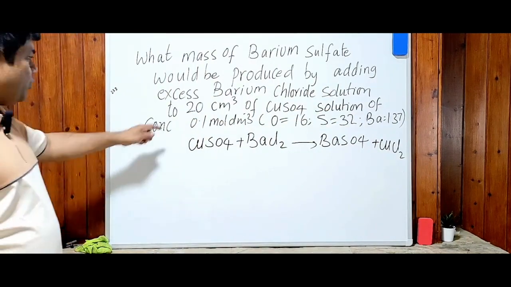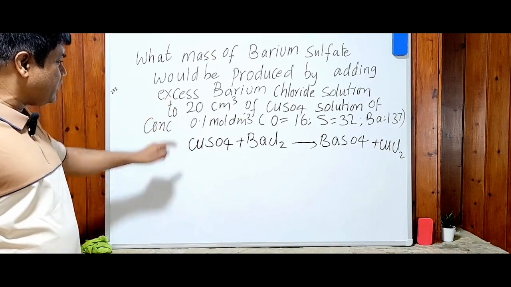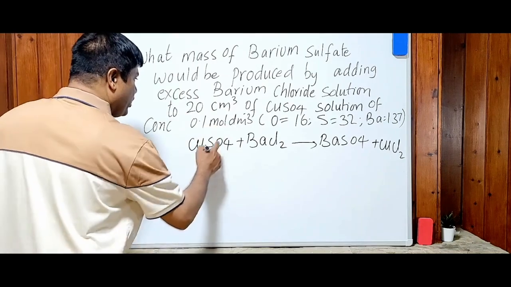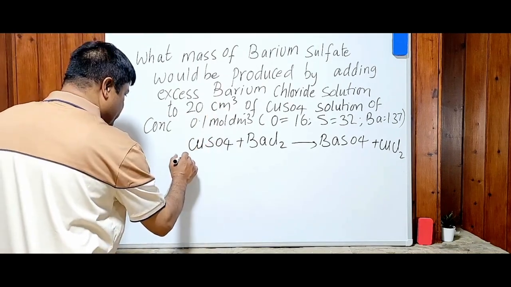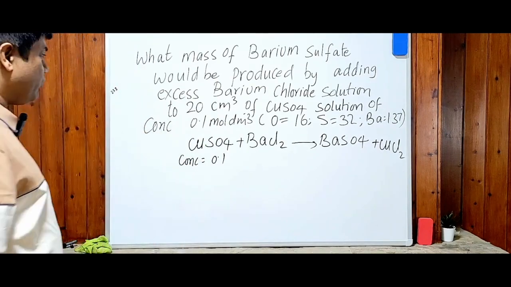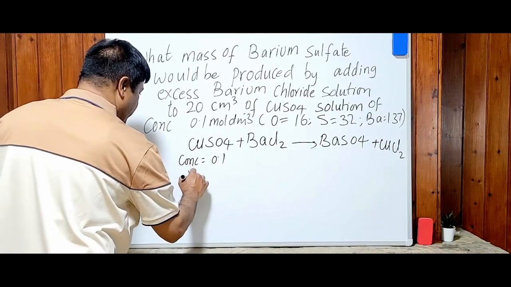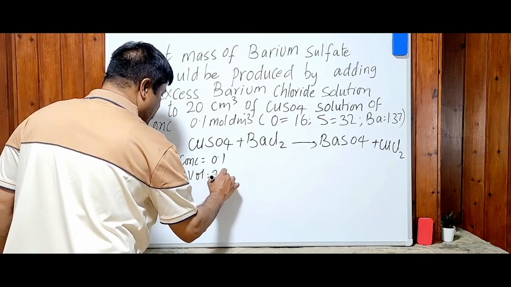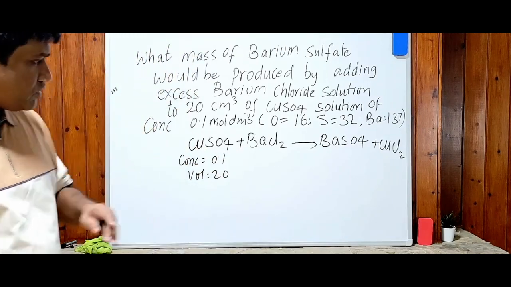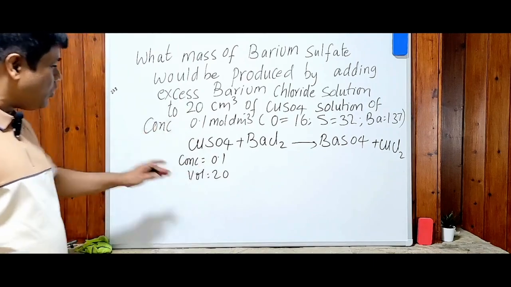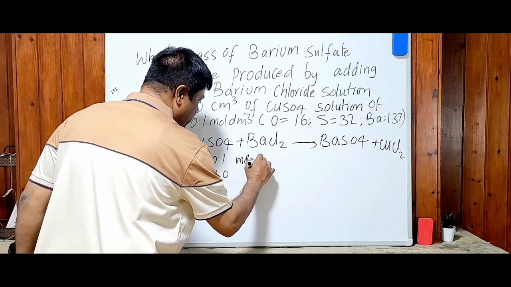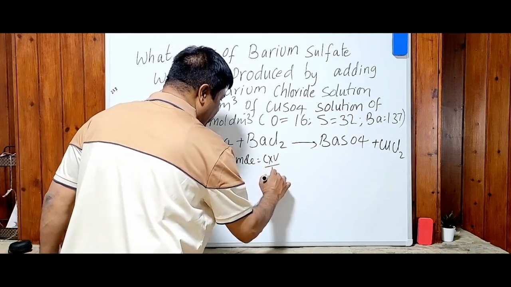Now, what data is given in the question? We have 20 centimeter cube of copper sulfate, conc and volume of copper sulfate is given. Conc of copper sulfate is 0.1 and volume of the copper sulfate equals to 20. When a volume and a conc is given to you, what's the first step? Work out the number of mole of the copper sulfate. What is the formula to work out the mole? Mole equals to C times V over 1000, guys.